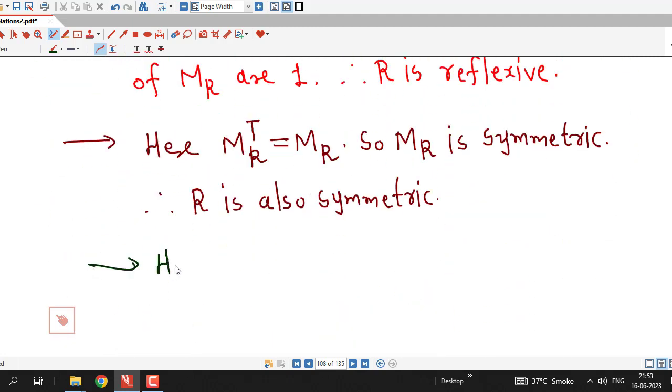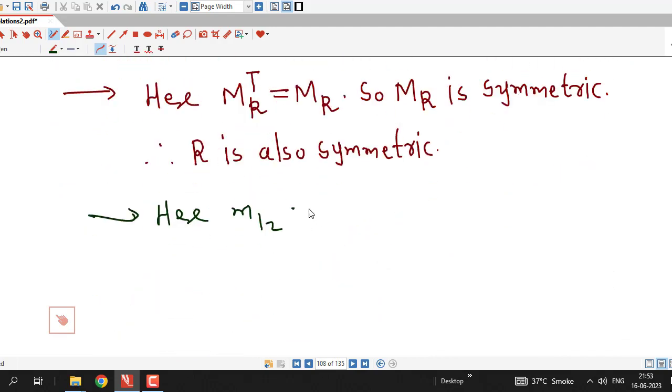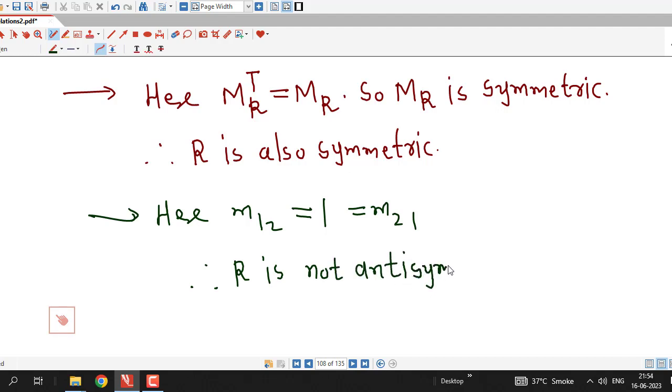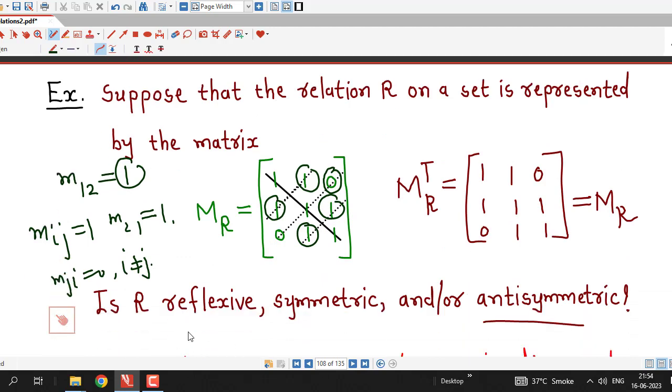So we can write here that entries m12 and m21 both are equal. m12 equals 1 and this is equal to m21. Therefore, R is not an antisymmetric relation. So in this way we can check whether a given relation satisfies certain properties using its relation matrix and without writing the relation corresponding to that matrix.